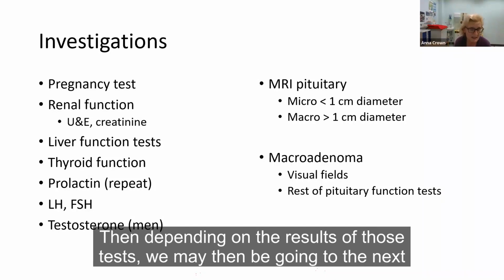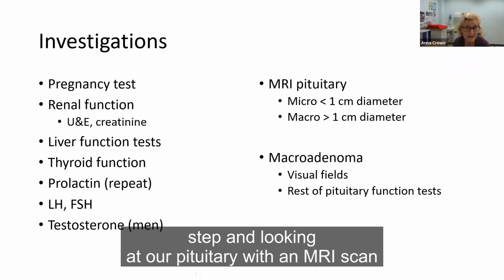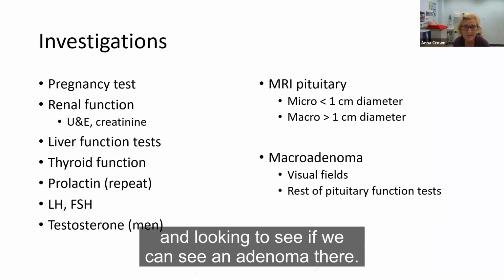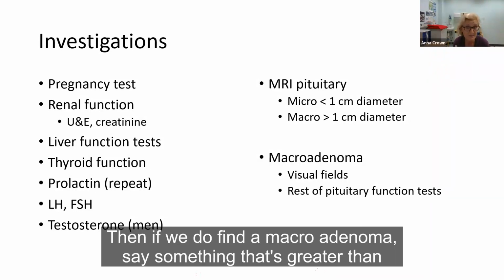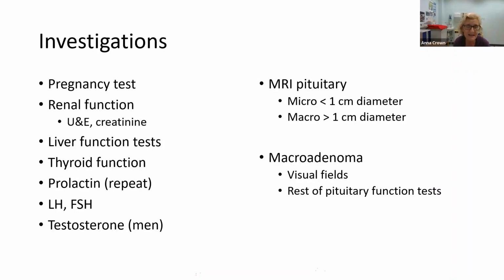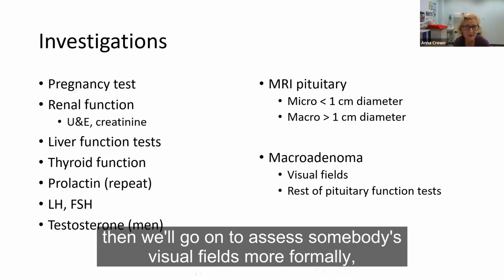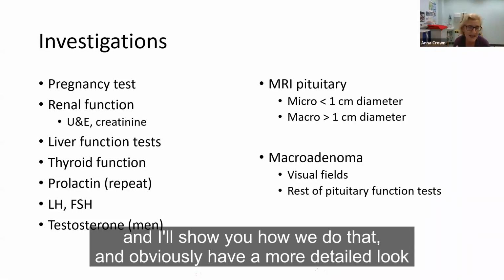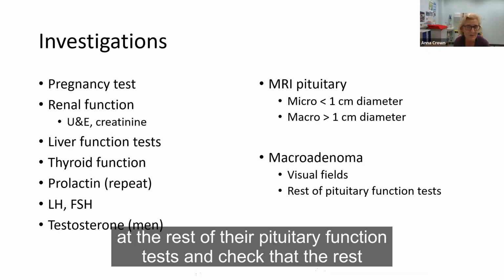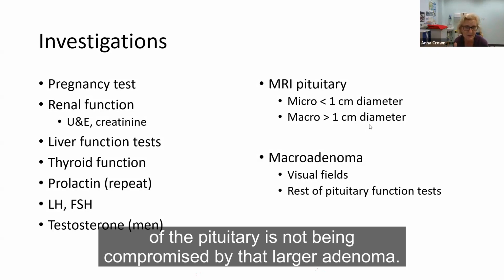And then depending on the results of those tests, we may then go to the next step and look at the pituitary with an MRI scan and see if we can see an adenoma there. And if we do find a macroadenoma, so something that's greater than 1 centimeter in diameter that might be affecting the visual pathways, then we'll go on to assess somebody's visual fields more formally, and I'll show you how we do that, and obviously have a more detailed look at the rest of their pituitary function tests and check that the rest of the pituitary is not being compromised by that larger adenoma.